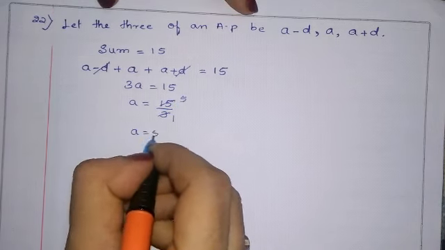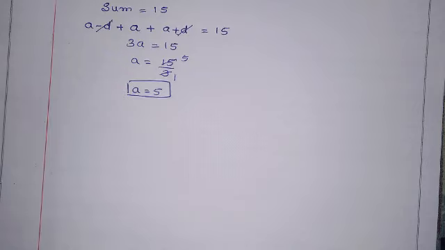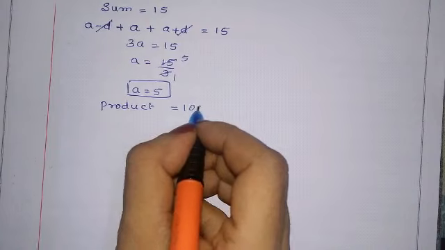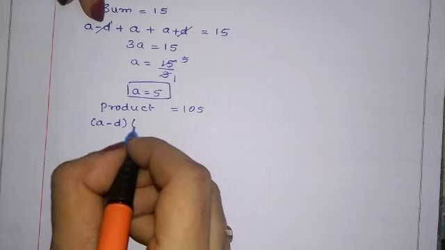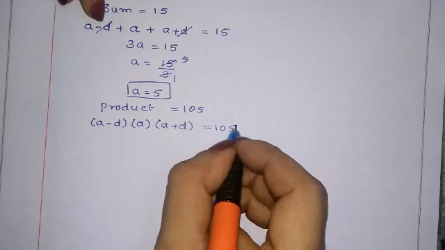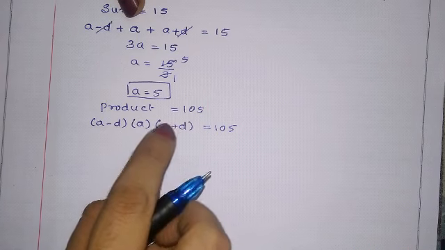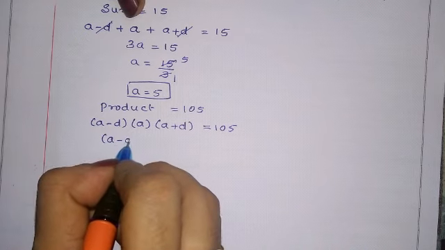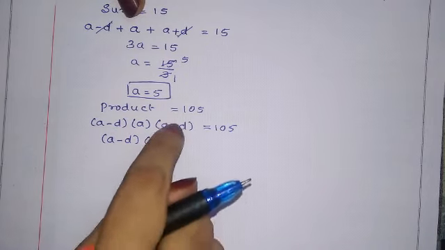So what value of a did we get? 5. Now in the question they have told the product is 105. So the product of these three terms, a minus d into a into a plus d, is equal to 105. We know the a plus b, a minus b formula. So let us bring a minus d and a plus d near.